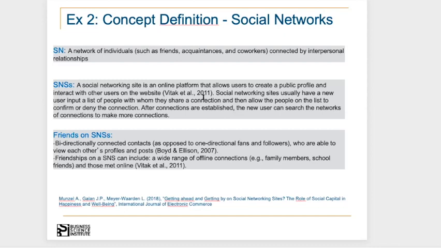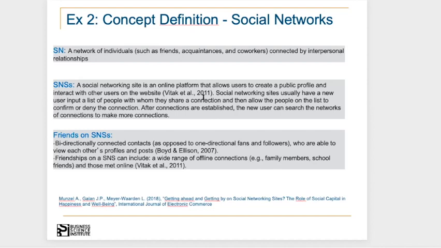And what are friends? Which is another concept we use in our research. Friends on social network sites are bidirectional connected contacts. So we are connected reciprocally, as opposed to one-directional fans and followers, for example on Instagram or on Twitter, where it is only one direction. So in our research on Facebook, we consider bidirectional connected contacts which are able to view each other's profiles and posts.